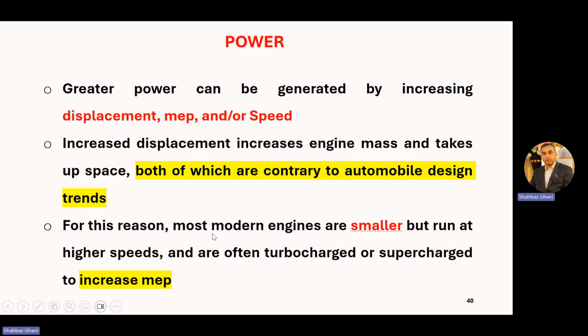For these reasons, most modern engines are smaller but run at higher speed and are often turbocharged or supercharged to increase the mean effective pressure. So we are using a smaller space with a small-size engine equipped with a turbocharger or supercharger, which in turn increases the mean effective pressure and the speed to increase the power of an engine.